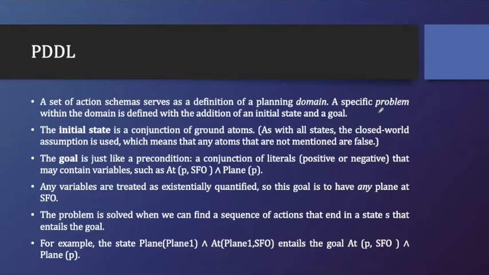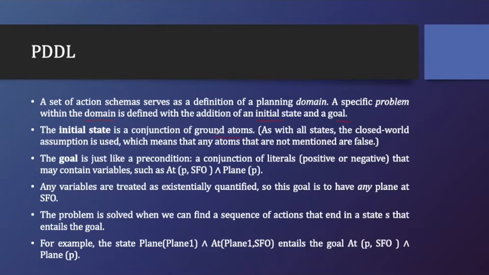So I should have an initial state, that is, what is my initial state, and I should have the goal state, right? So I should know what my initial state is and what my goal state is, along with the domain knowledge, along with the environment knowledge. What is my initial state? The initial state is the conjunction of ground atoms. As with all states, the closed world assumption is used, which means that any atoms that are not mentioned are false. So anything that is there in the initial state, I am defining it with the help of ground atoms.